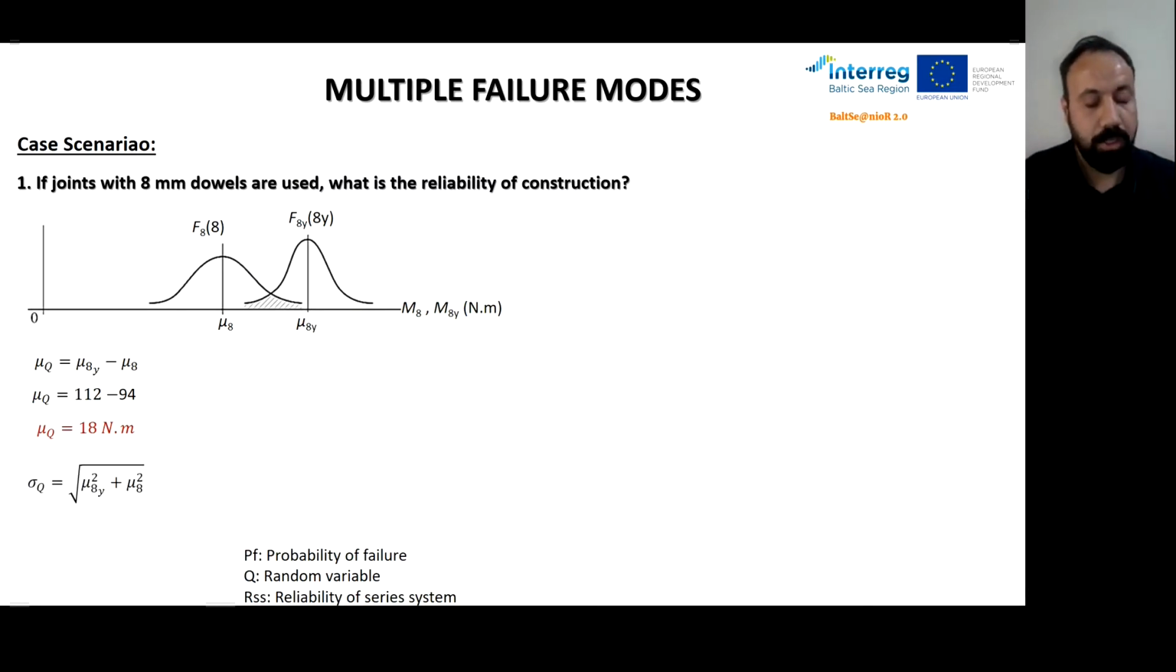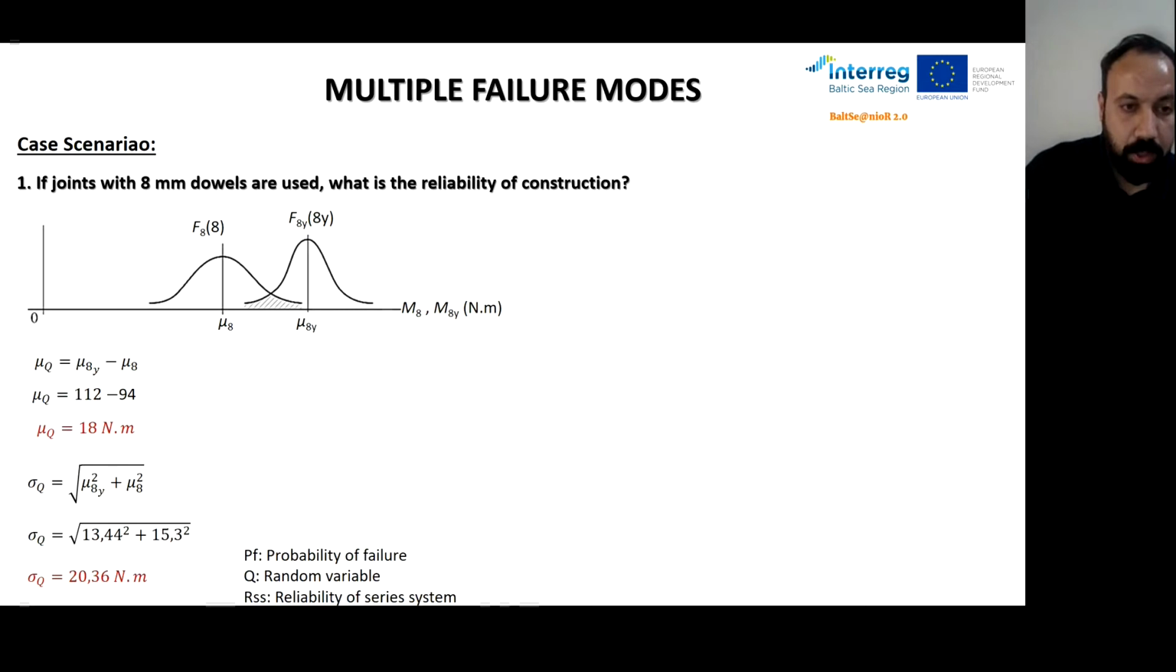So I need to calculate the standard deviation of this random variable. This random variable again pertains to mu8 and mu8y. So for the standard deviation, I need the square root of the square of the sigma8y plus the square of the sigma8. I plug in my parameters from the former slide. I will get the standard deviation for the random variable, 20.36 Newton meters.